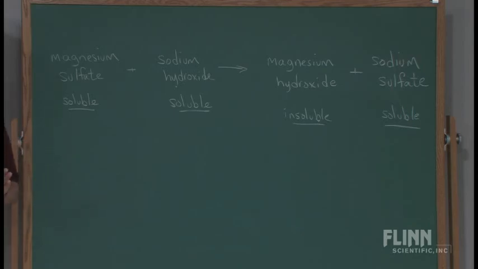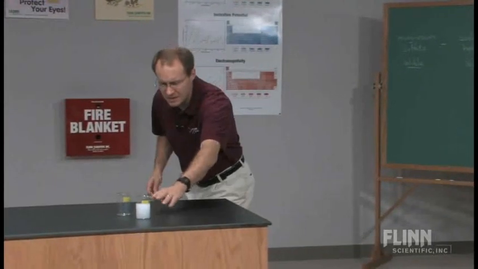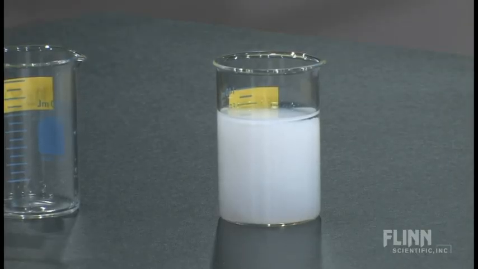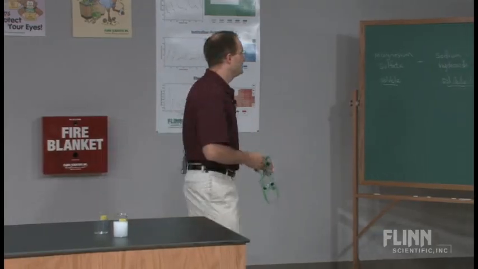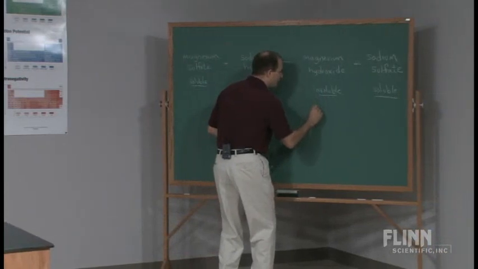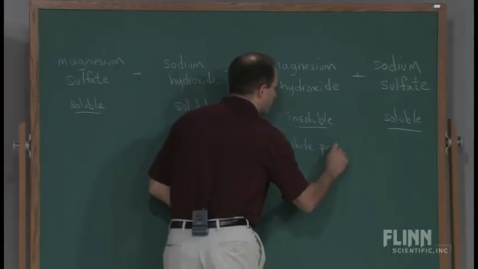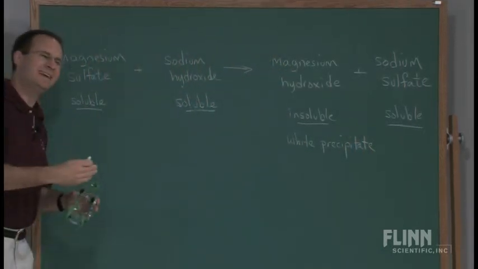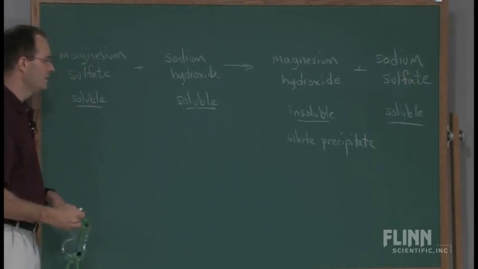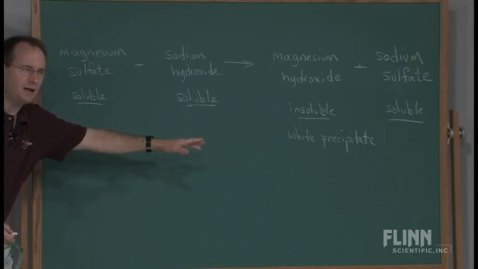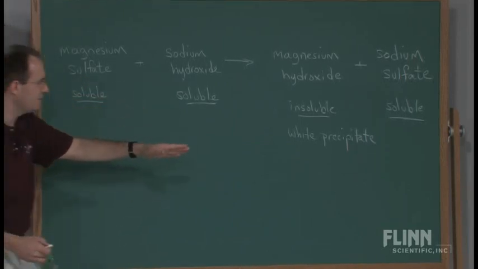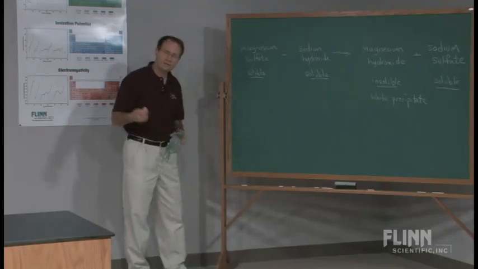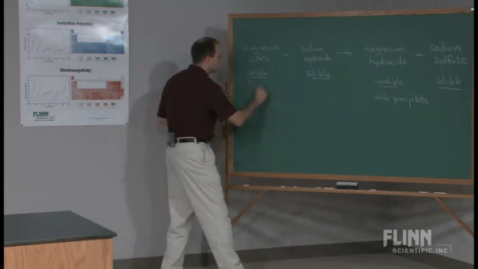So when we look at the beaker, and what we see is a white precipitate, the students are able to say the white precipitate must have been the magnesium hydroxide. And that's an important thing for them to recognize, that precipitates are insoluble in water. You might teach it as liquid-liquid when it makes a solid, but making a connection between a precipitate and the word insoluble is important.